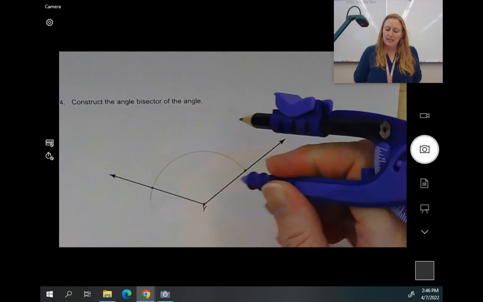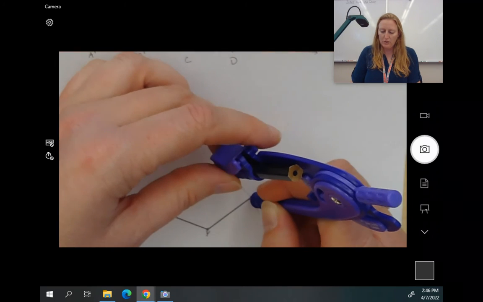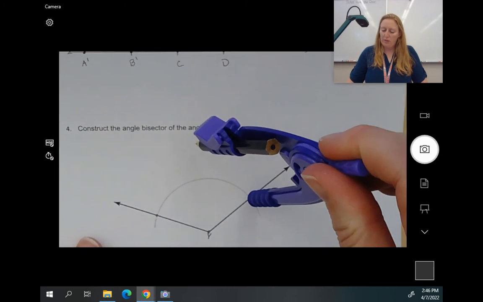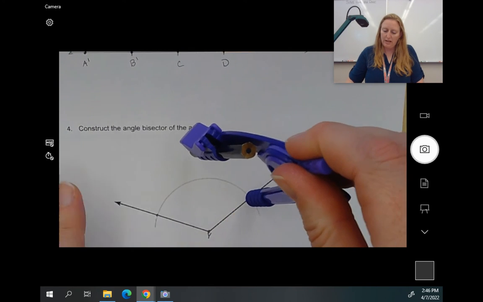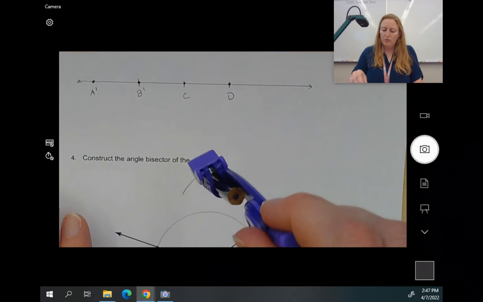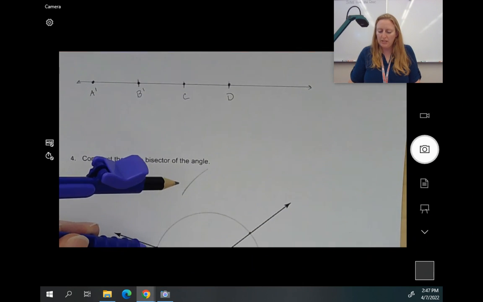Now, I'm going to take this. I do need to get more than halfway, so I'm going to make it a little wider. I'm going to do my point on one side over here, and then I'm just going to make a mark somewhere out in the middle. And then don't let your compass slide.